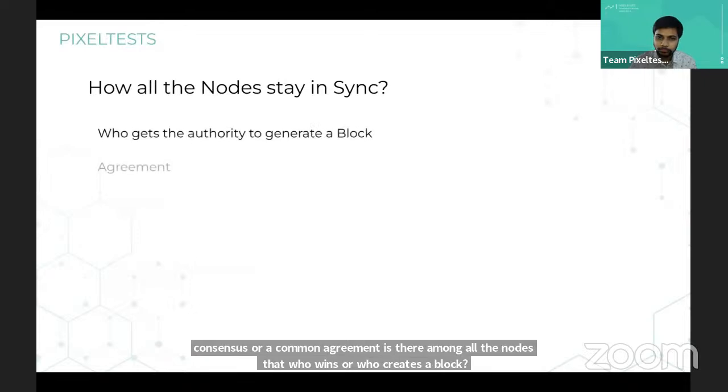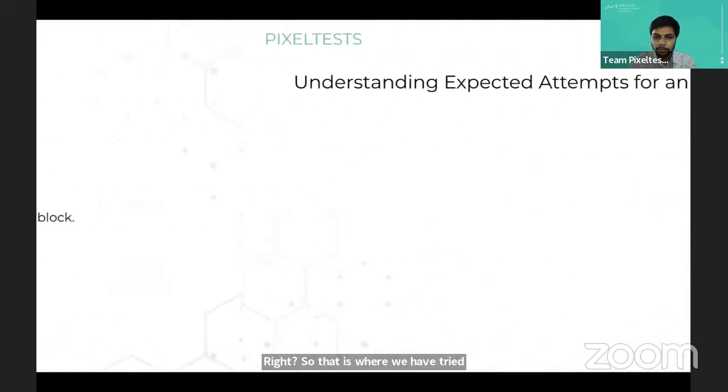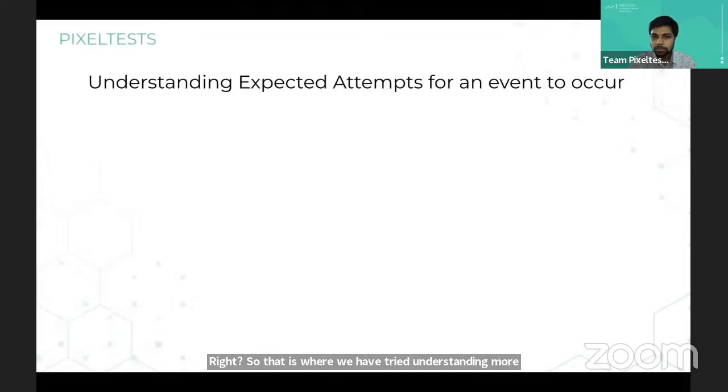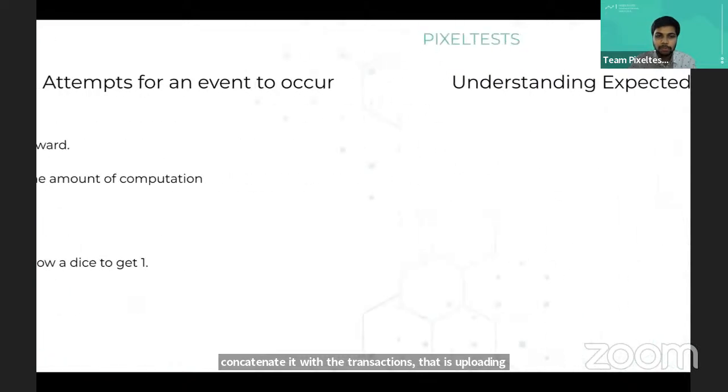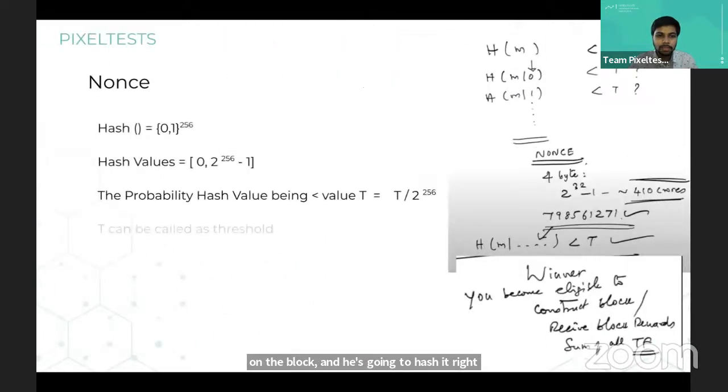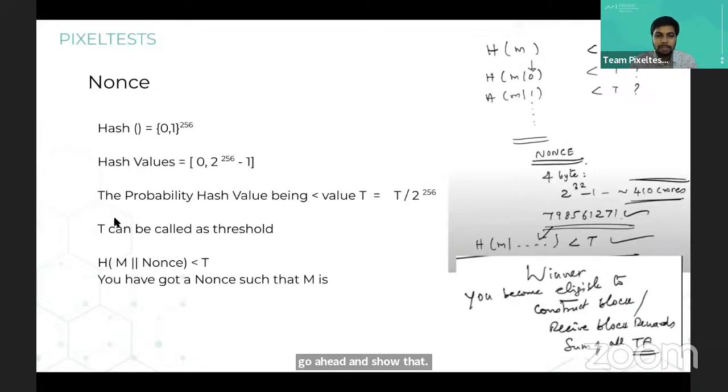That is where we tried understanding more about the mining process and nonce, where each attempt is recorded by a miner. The nonce, or the attempt number, whatever he is doing in a sequence or a random way, is concatenated with the transactions that he is uploading on the block, and he hashes it. So let me go ahead and show that. This is what we have discussed previously. People who have recently joined, do not worry. We covered this clearly in our previous sessions also.